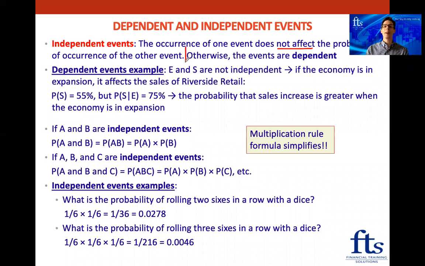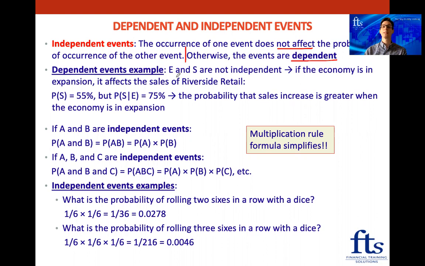And what about rolling a dice? Let's say we roll a dice. Whatever we rolled before is not going to influence what we roll now. So those are independent events. But now, if the events are not independent, then they are dependent. Let's take an example of dependent events.